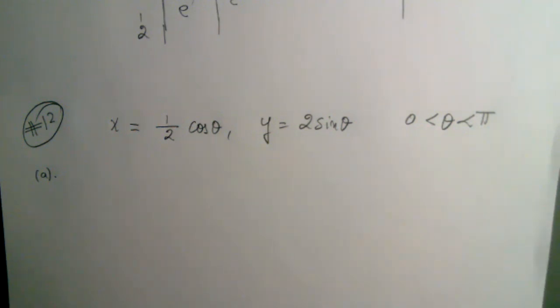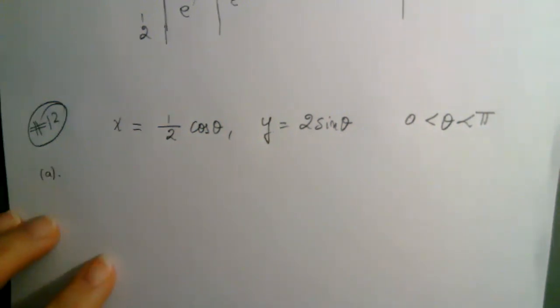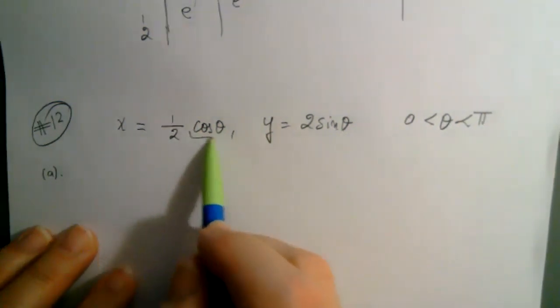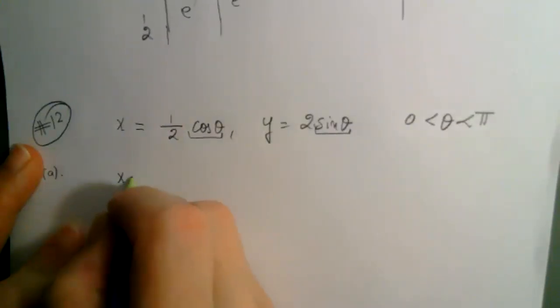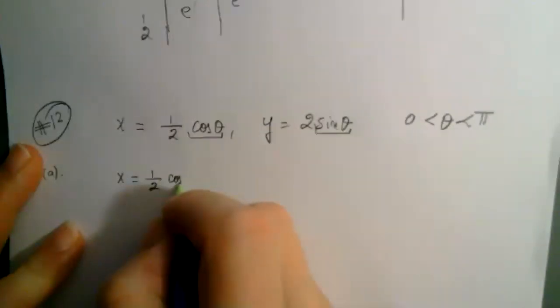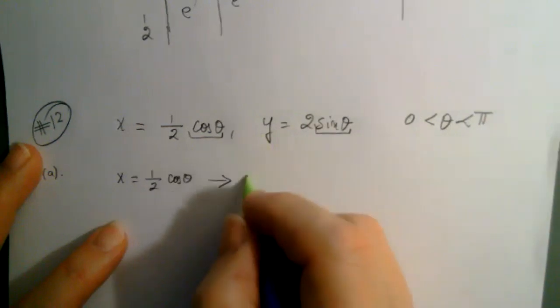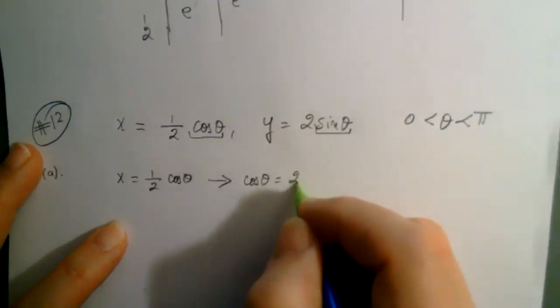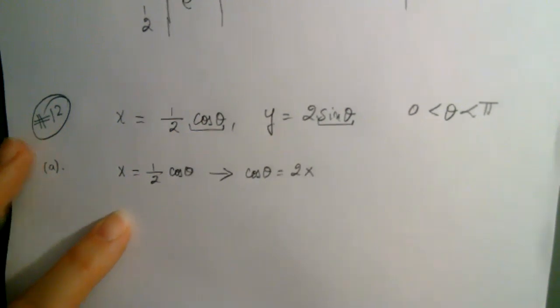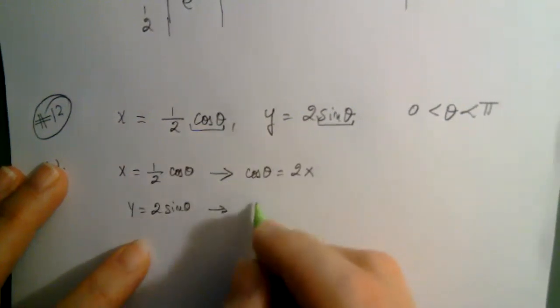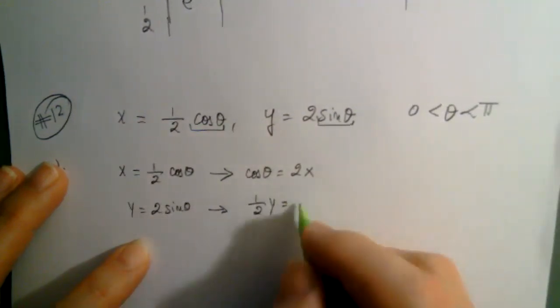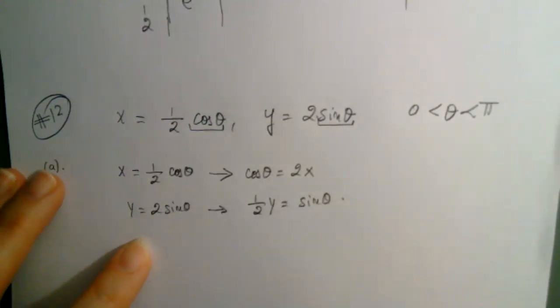What's the relationship between them? Isolate the sine and cosine using the trig identity. We will do that because that's what we did yesterday. So I'm going to isolate the sine and the cosine. I will isolate it in the first one. So this will give me that the cosine is 2x. I'll isolate it with the second one. It gives me a half y equal to the sine of theta.